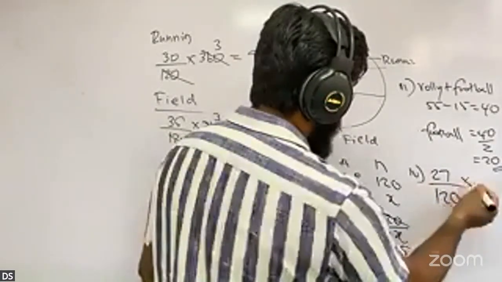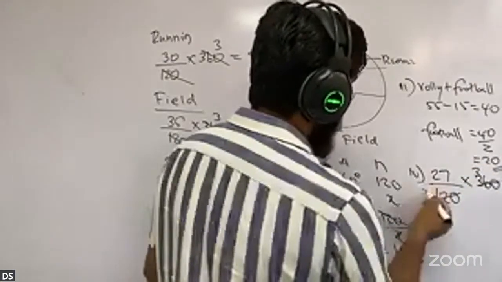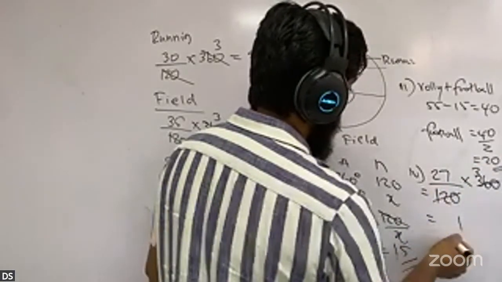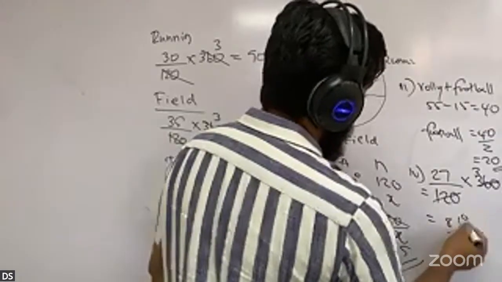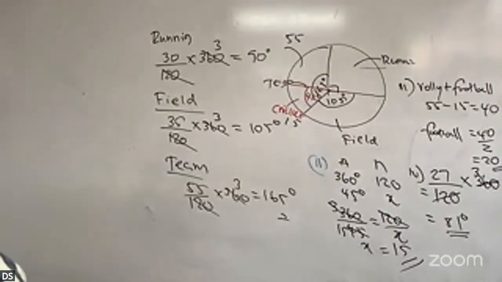Now, what is the new sector? To find the new angle, multiply by 360. 120 into 360 will be 3. 27 into 3 is how much? It will be 81 degrees. Can you understand this one? Nice. All right. Now, part A is done.